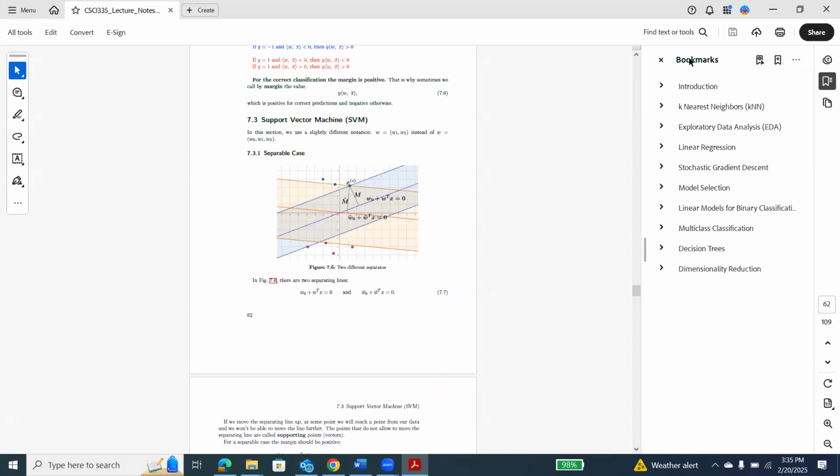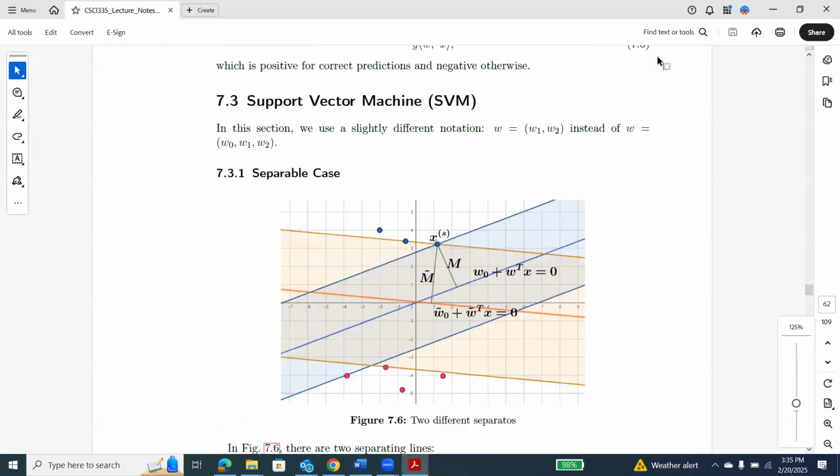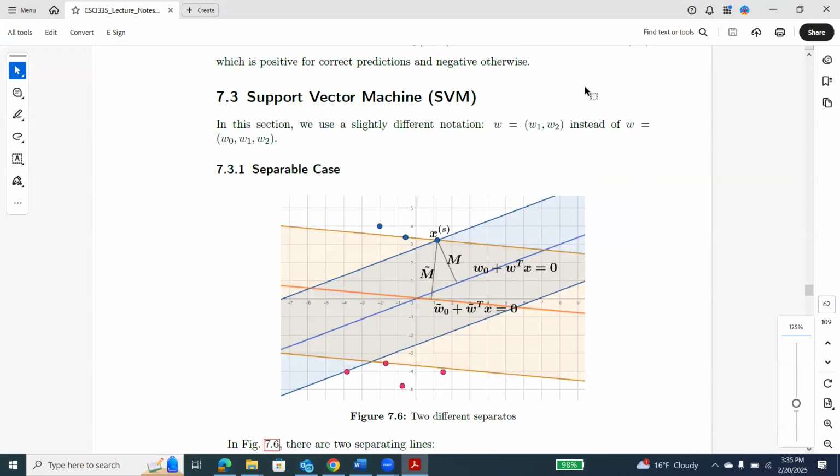Okay, good afternoon, guys. Today we will talk about the last linear model for classification, which is called support vector machine. And then we have the code problem solving for today. We will just play with scikit-learn.